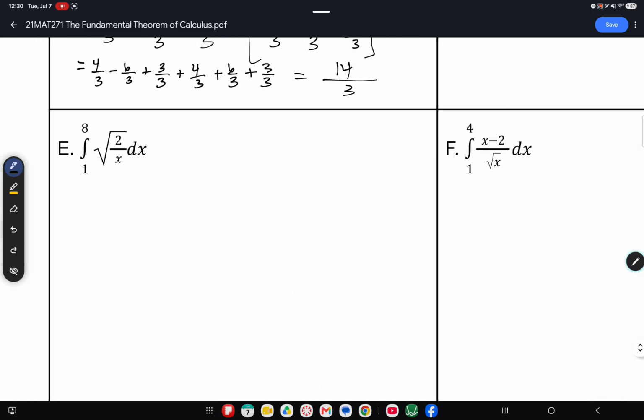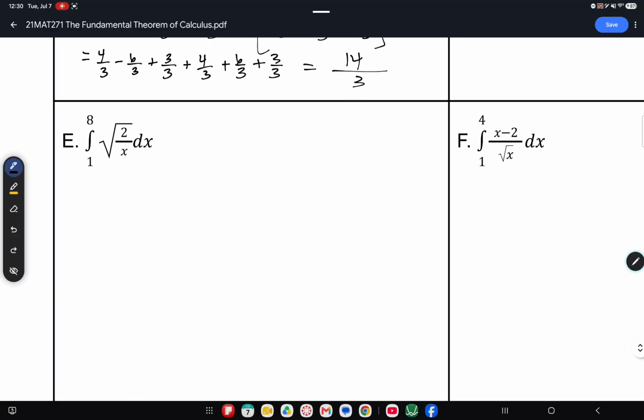We got a lot going on with this one. All right, let's make this integral from 1 to 8. Let's make that square root of 2 times x to the negative 1/2. Make things a little easier. All right, so square root of 2 is a multiplier I can pull out, so square root of 2.